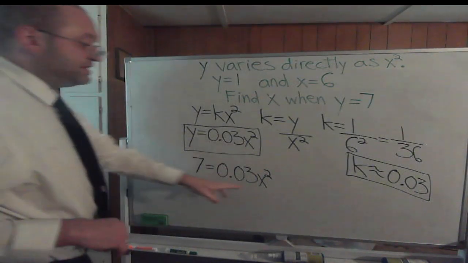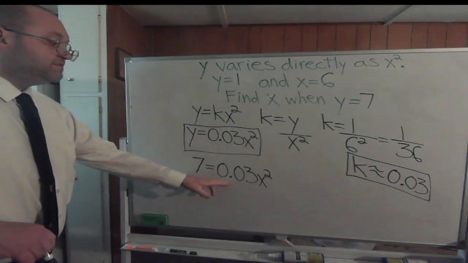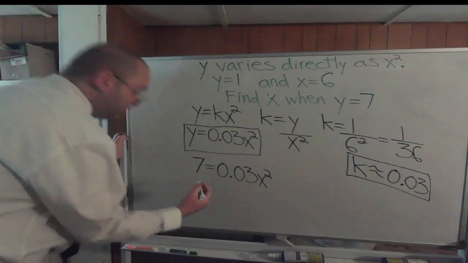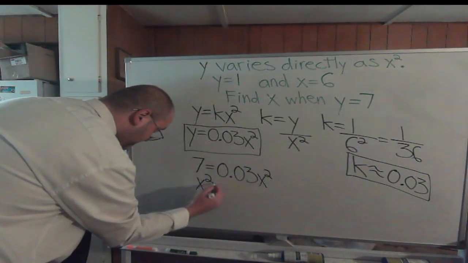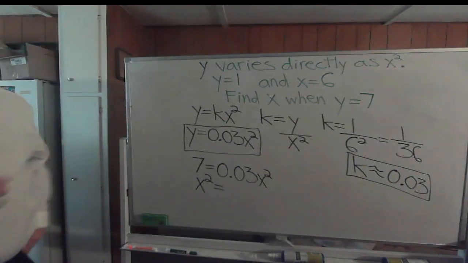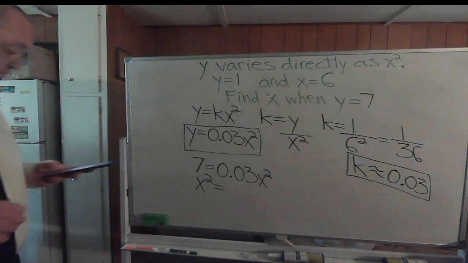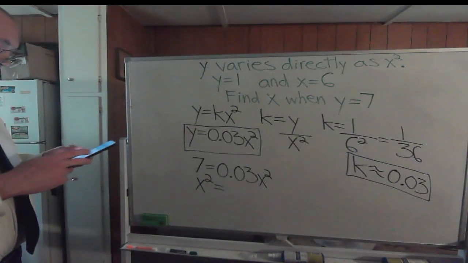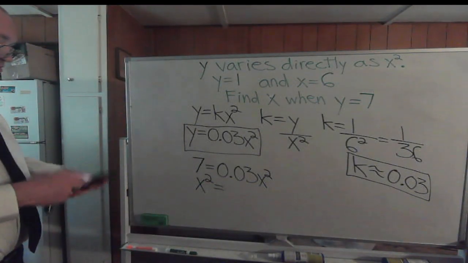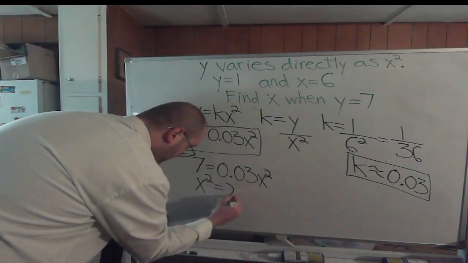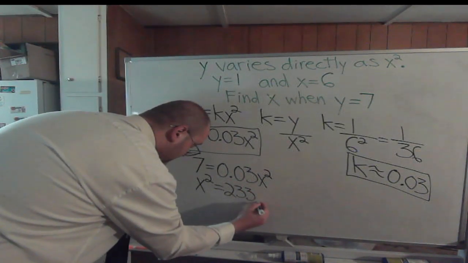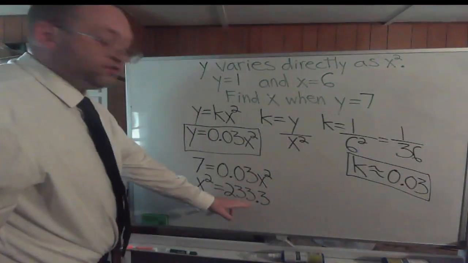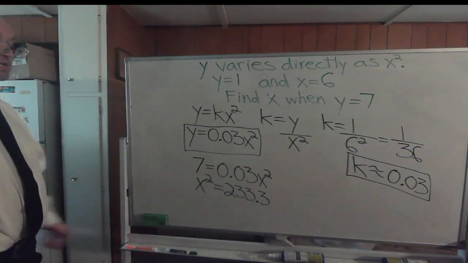Well, ultimately we want to get that x squared by itself, right? So we got to divide both sides by 0.03. You divide x squared by 0.03, you get x squared by itself. That'll equal 7 divided by 0.03. So 7 divided by 0.03 to 1 decimal place is about 233.3. So you have x squared is equal to 233.3 if we're rounding it to 1 decimal place.